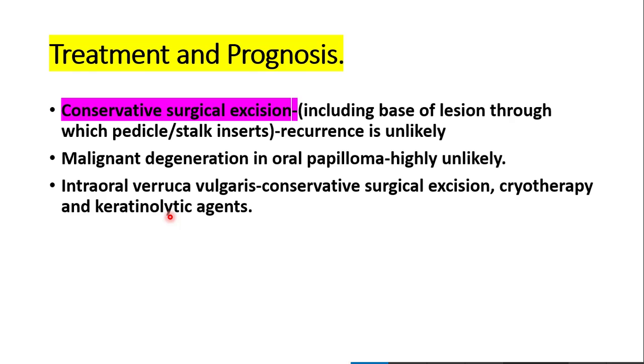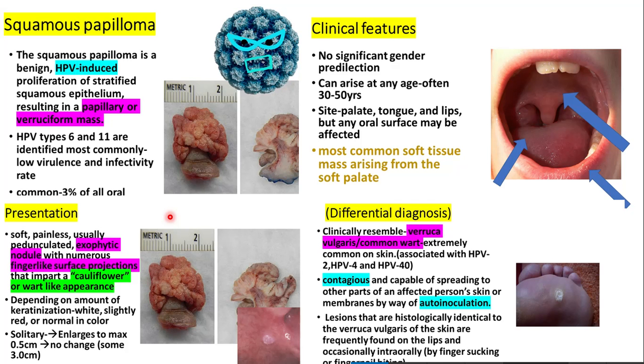So with this, we come to the end of the video. Let's just quickly summarize what we have studied so far. We started by understanding squamous papilloma, an HPV-induced proliferation of the stratified squamous epithelium, resulting in a papillary or verruciform mass. We saw its clinical features. We saw its presentation as a pedunculated exophytic nodule with a cauliflower or wart-like appearance. We saw it closely resembled Verruca vulgaris or the common wart.